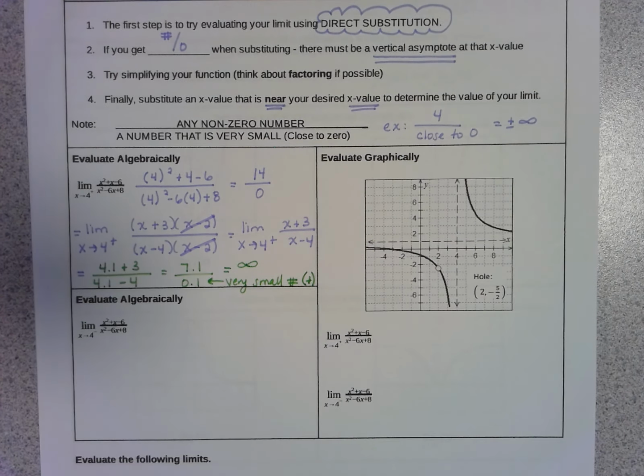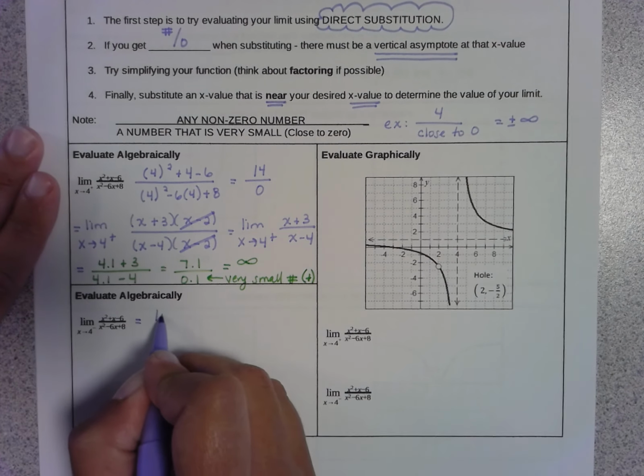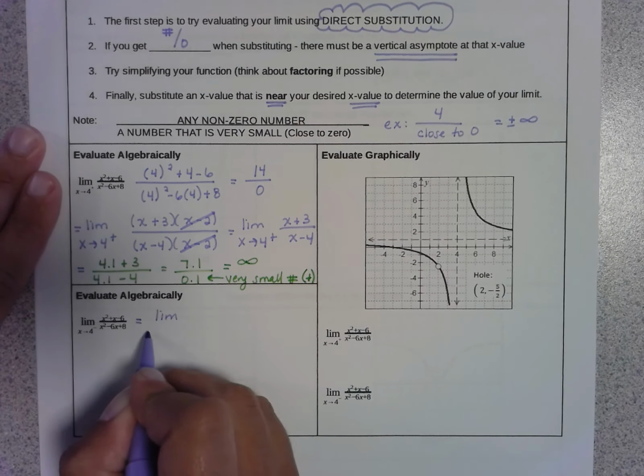infinity. Now, if we wanted to evaluate the same limit, but instead we wanted to evaluate the limit as x approaches 4 from the left, I'm going to go ahead and just skip this step here because we've already seen that it's 14 over 0. I'm also going to skip the factoring step because we've already seen that the x minus 2's cancel. So what I'm going to do is just skip straight to the step where we're going to start to substitute in a number that's close to 4 but from the left. A number that's close to 4 but slightly smaller from the left would be like 3.9.